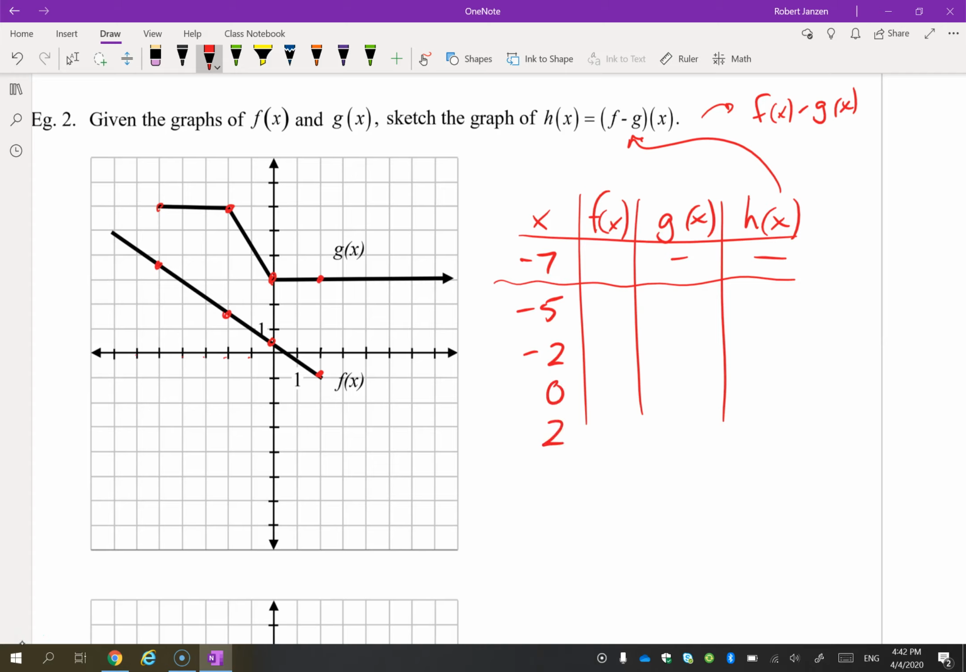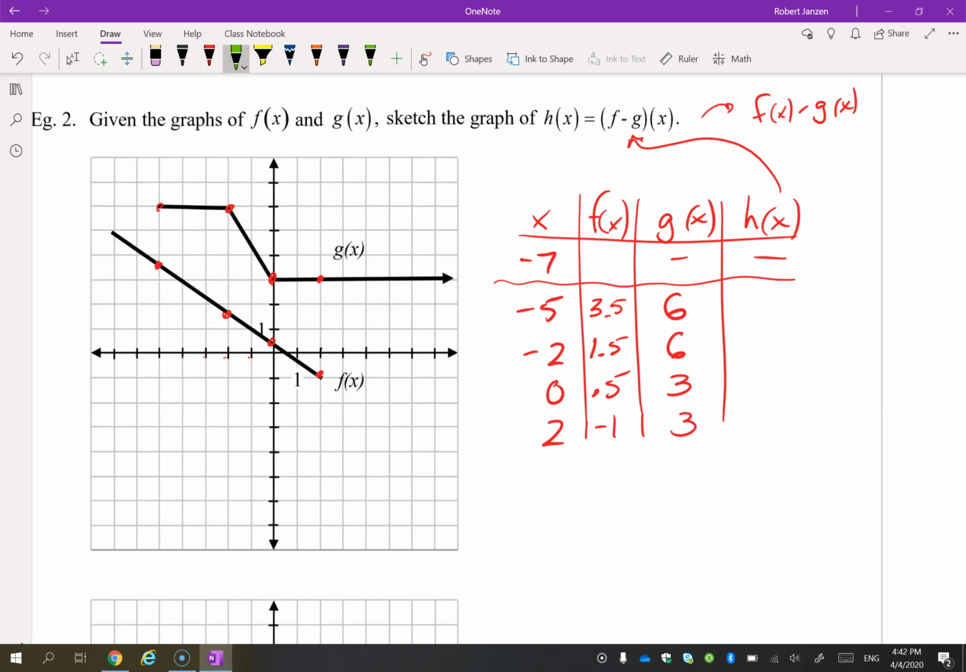What is f of x at -5? 1, 2, 3. We'll say 3.5. Maybe it's 3.6, doesn't matter. I'm not going to be too particular about that. Then g of x is 6. At -2, f of x is about 1.5, and g of x is still 6. At 0, f of x is about 0.5, g of x is 3, and at 2, f of x is -1, g of x is 3.